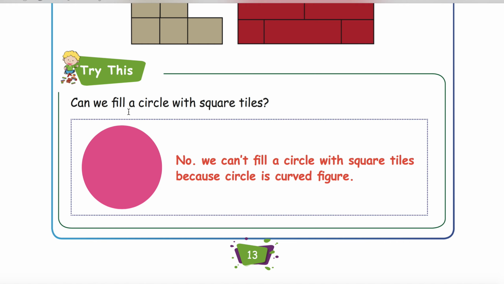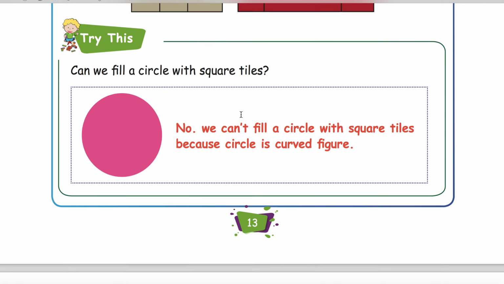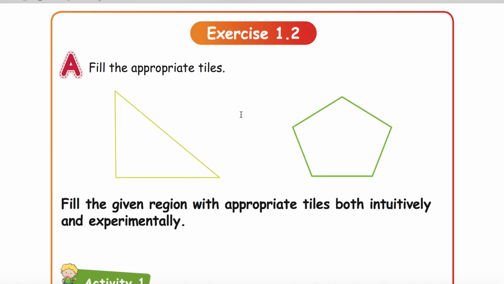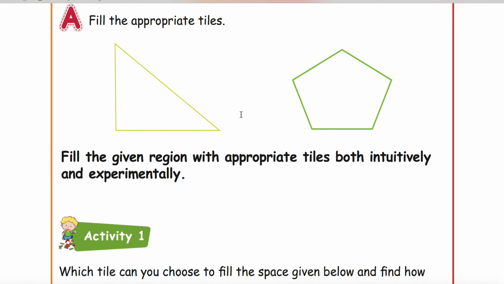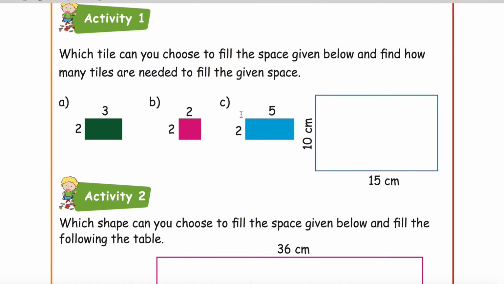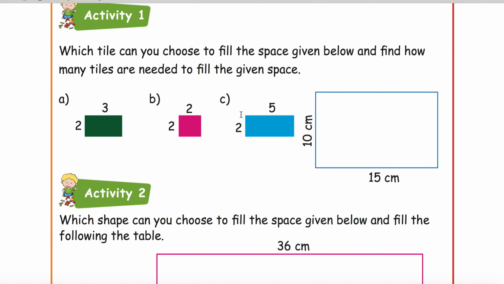Can we fill a circle with square tiles? No, we can't fill a circle with square tiles because a circle is a curved figure. Right. Fill the appropriate tiles. Fill the given region with appropriate tiles, both intuitively and experimentally. Which tile can you choose to fill the space given below, and how many tiles are needed to fill the given space?